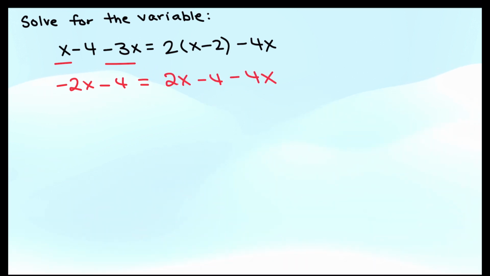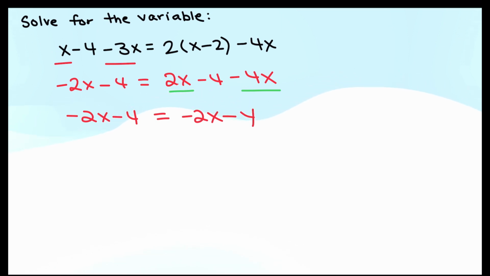On the right, we can distribute that 2. So 2 times x, 2 times minus 2 is minus 4. And then we have a minus 4x. We can combine like terms on that right-hand side. 2x minus 4x is negative 2x. And so now I am left with the equation negative 2x minus 4 equals negative 2x minus 4.